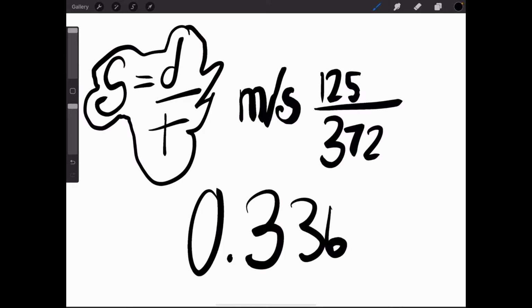0.336. That is our answer. Meters per second. Always include the unit in the answer.